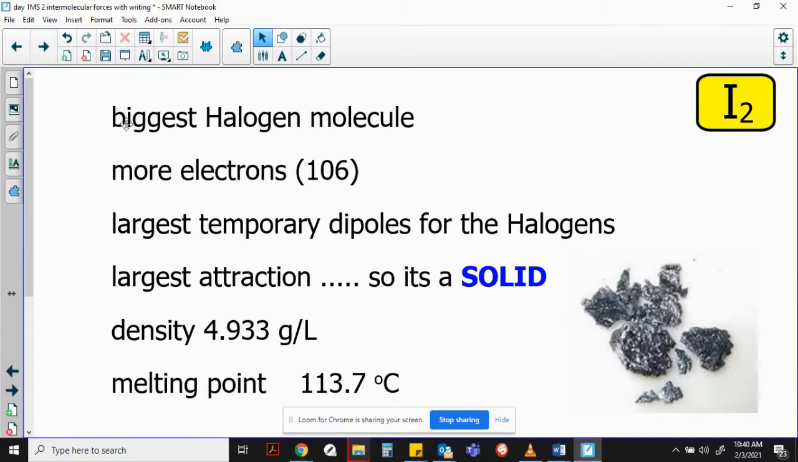And then with our iodine, we've got 106 electrons that would be present, the largest temporary dipoles of all of the halogens, largest attraction, so it's going to be a solid. The melting point is 113.7 degrees Celsius, okay, with a density of 4.93. So again, just an example of how it formed. You don't need to know that, just more so to prove to you what's going on.